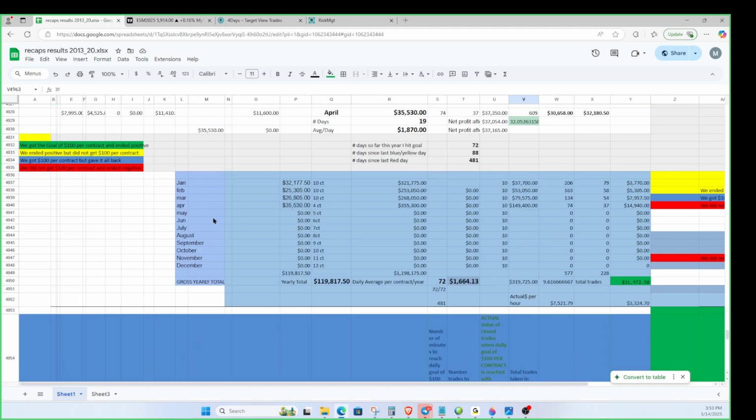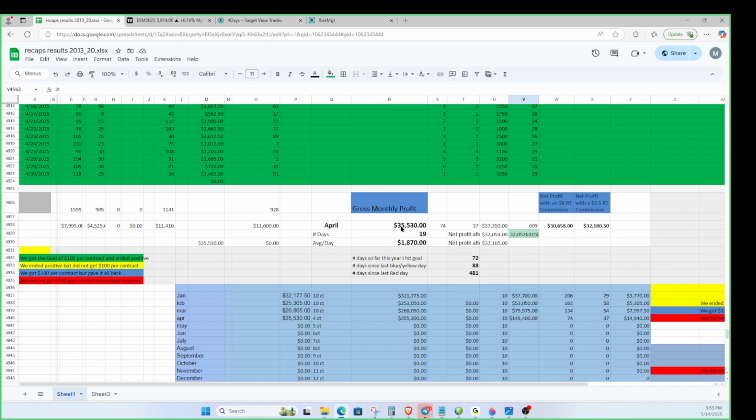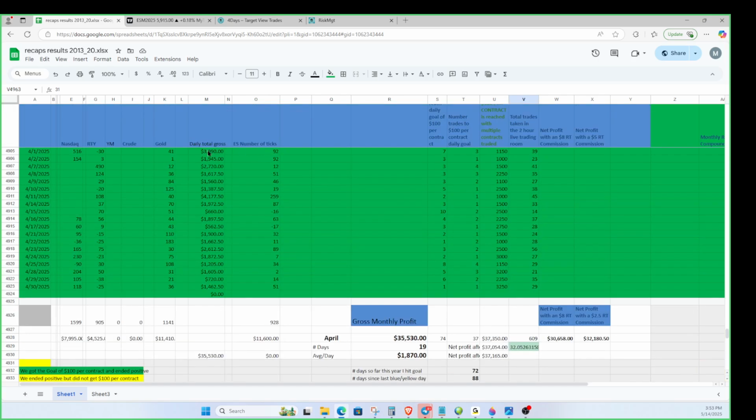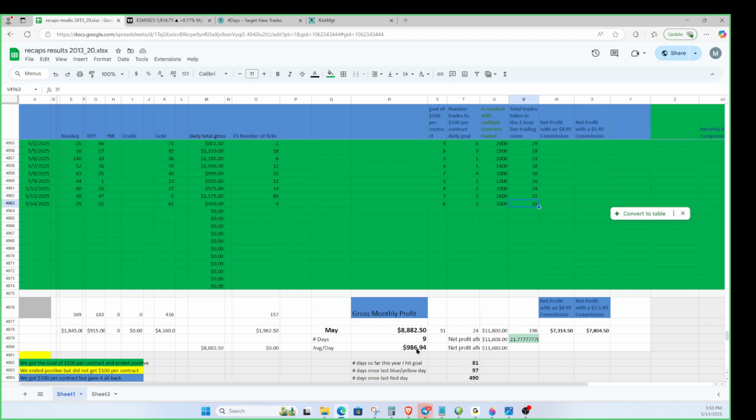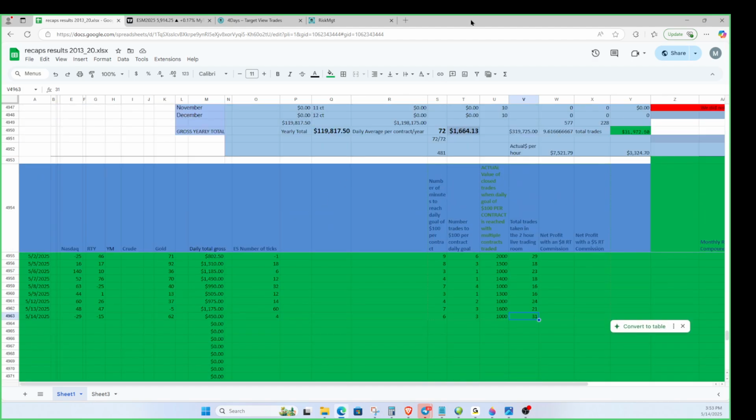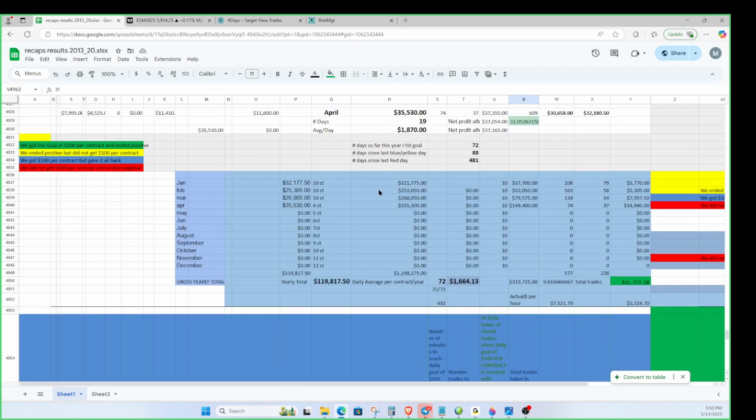Last month we had a really good month. This was our best month. Last month, $35,530 with one contract. I trade 10 contracts, so it's actually 10 times that for me, but with one contract, that's what it was. I averaged $1,870 per day per morning session with one contract last month. This month is not anywhere near it. Right now we're averaging $986 per contract per day, and we're halfway through the month.